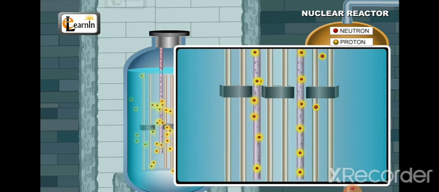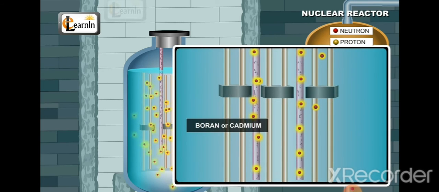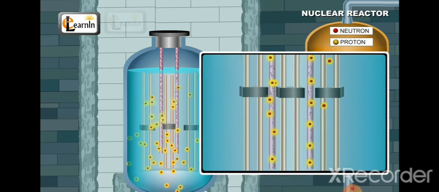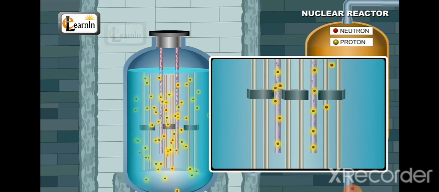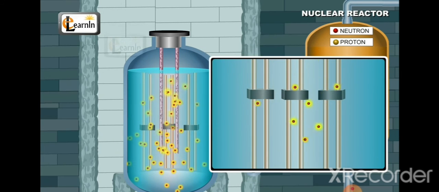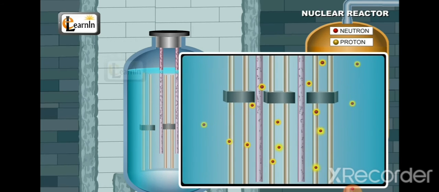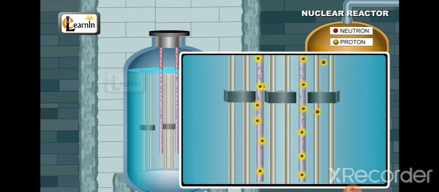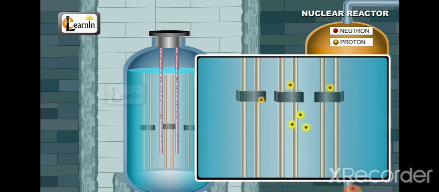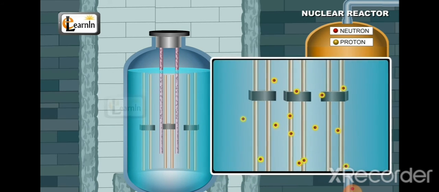Usually, such control rods are made of boron or cadmium. To increase the rate of fission reactions, these rods can be removed from the moderator. A steady output of energy can thus be maintained by inserting or removing the control rods in the nuclear reactor.